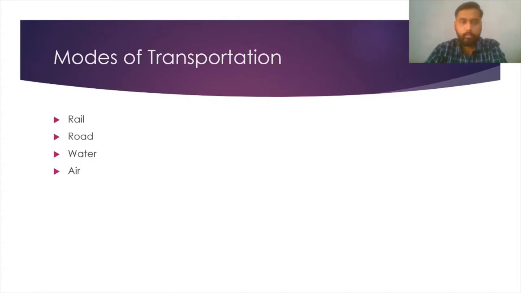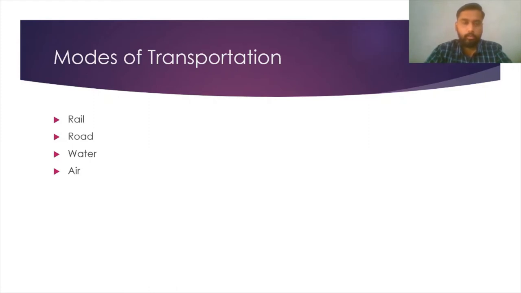First, we are going to see the modes of transportation. First is rail. We are going to see the reasons or factors that affect the speed gain. On road transportation, we also see air resistance and friction between tire and road.